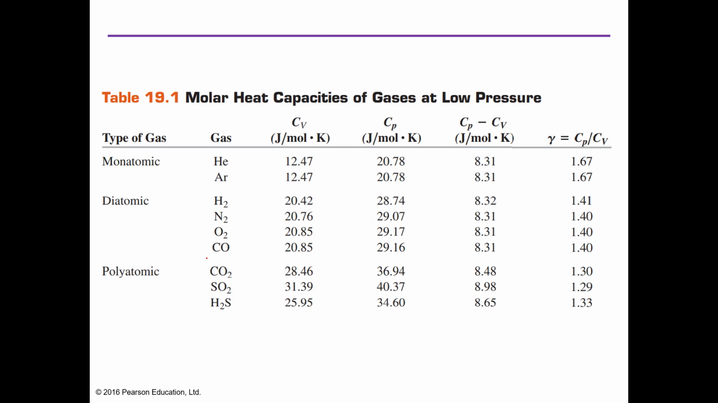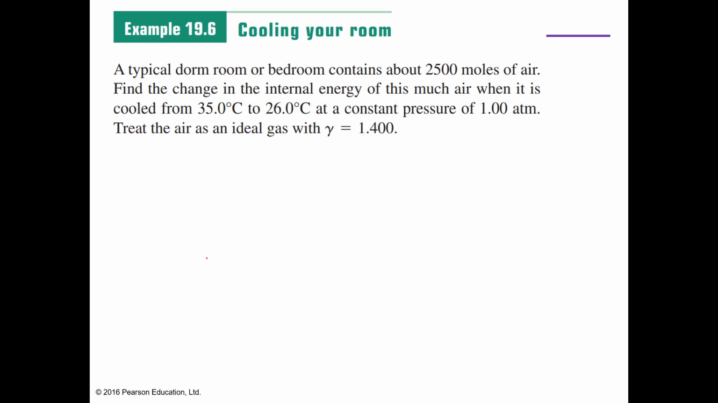So these are the molar heat capacities at low pressure and the corresponding ratio of molar heat capacities, for monatomic, for diatomic, and for polyatomic. Okay, for example, a typical dorm room or bedroom contains about 2,500 moles of air. So this is my n, 2,500 moles. Find the change in internal energy of this much air when it is cooled from 35, take note, 35 to 26 degrees Celsius at a constant pressure of 1 atm.